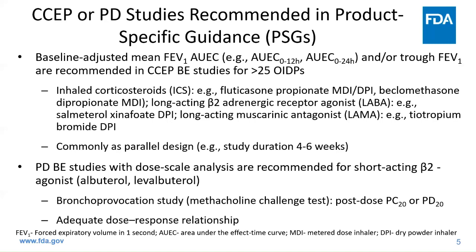For products that contain short-acting beta-2 agonists, like albuterol and levoalbuterol products, the PDBE study with dose scale analysis is recommended. For albuterol products, a bronchoprovocation study is recommended with the endpoints PC20 and PD20, just as Key just mentioned. And to demonstrate the PDBE studies, an adequate dose-response relationship is needed.